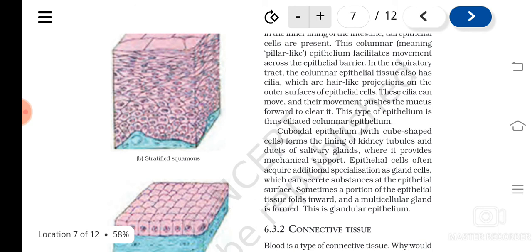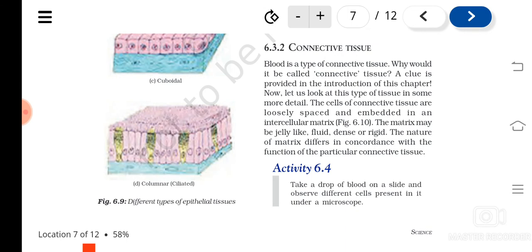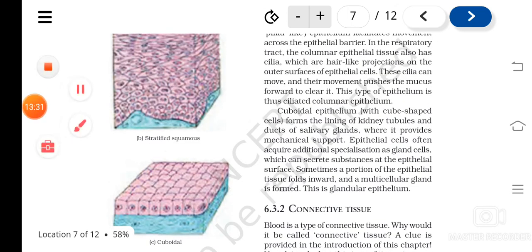And I told you, when columnar epithelium has cilia, we call it ciliated columnar epithelium. And when the cuboidal epithelium performs the function of secretion, we call it glandular epithelium. So these are the different kinds of epithelial tissues. I hope this much is very clear. This is a revision of the chapter. We have already studied this chapter, so go through the textbook and be prepared for the exam.